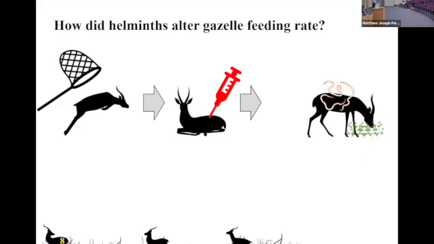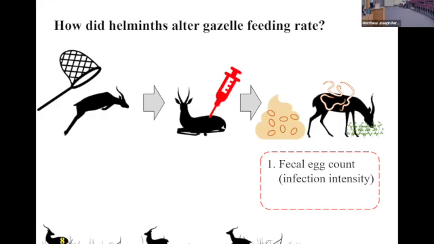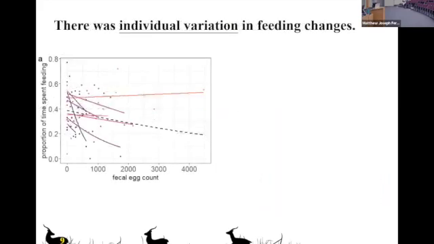Since they started to forage, helminths started to reaccumulate. Then we used their fecal egg count as an index of infection intensity, and did behavioral observation, recording how much time they spend feeding. Then we used the foraging time and the fecal egg count, the infection intensity, to evaluate the helminth-induced feeding changes. And this is the result.